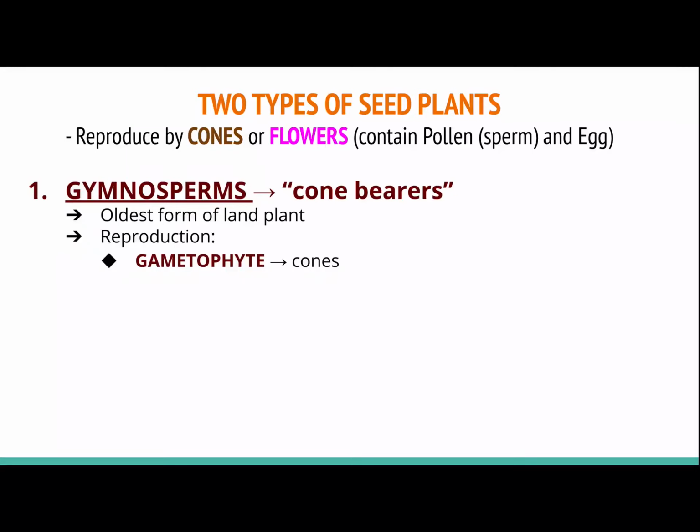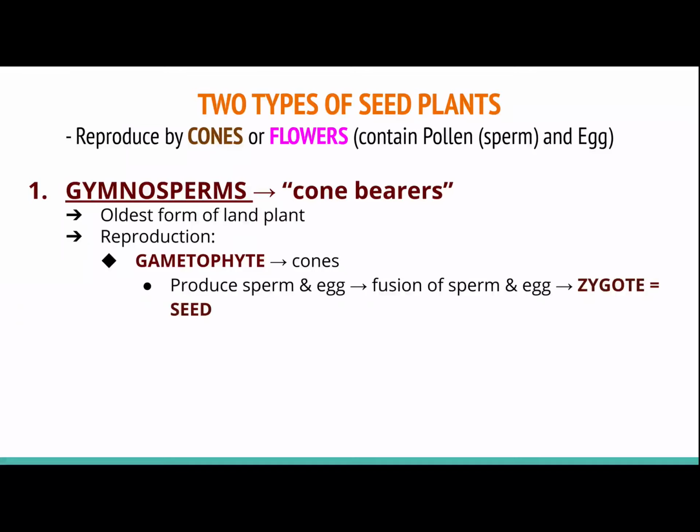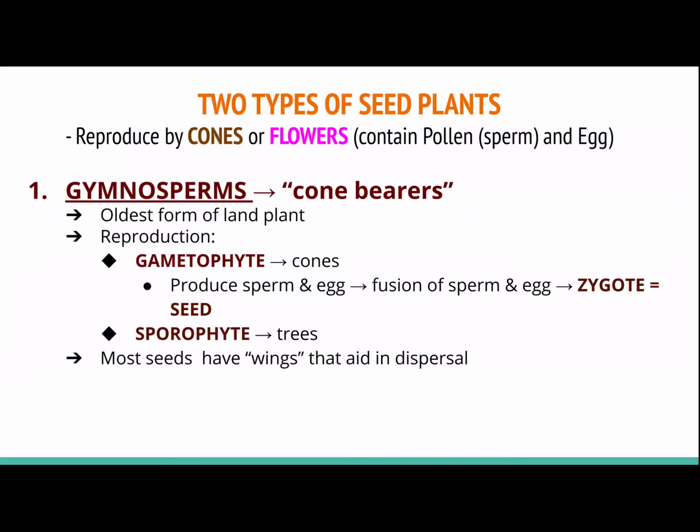So their gametophyte stage is their cones, and inside the cones they produce the sperm and the egg. Now, believe it or not, there is a difference between the male cones, which produce the pollen, the sperm, and the female cones, which produce the egg. Of course, the fusion of the sperm and the egg creates the zygote, which we then know to be the seed. The sporophyte stage is, of course, the trees. So the seed actually is the beginning of the sporophyte stage, and then the sporophyte actually is the tree that you're looking at. Okay?